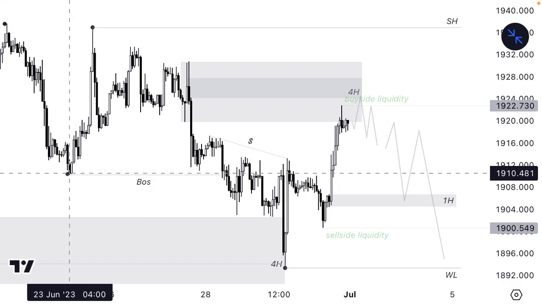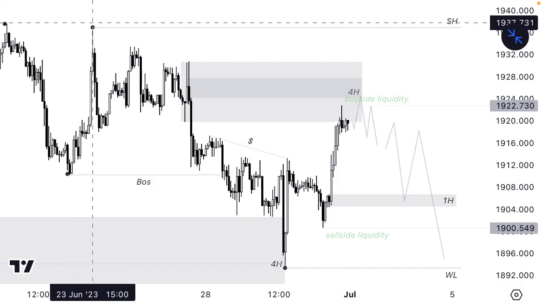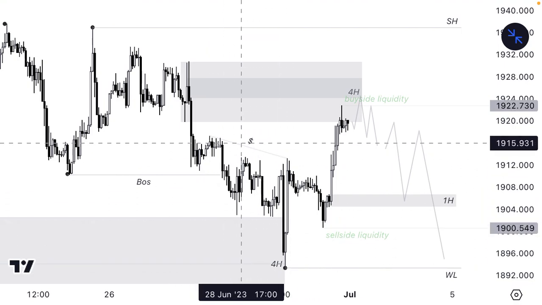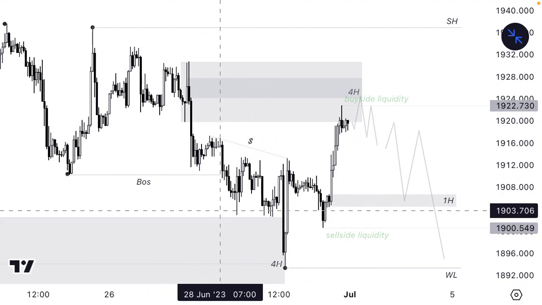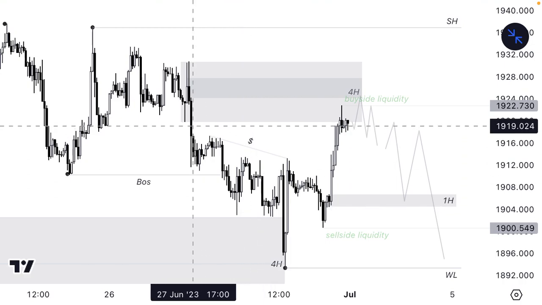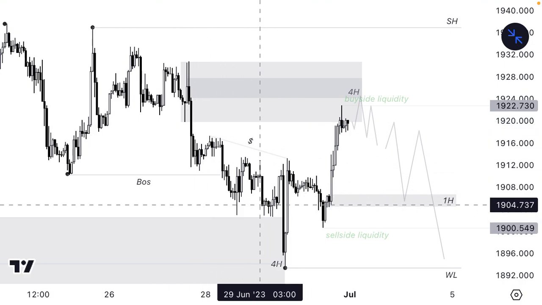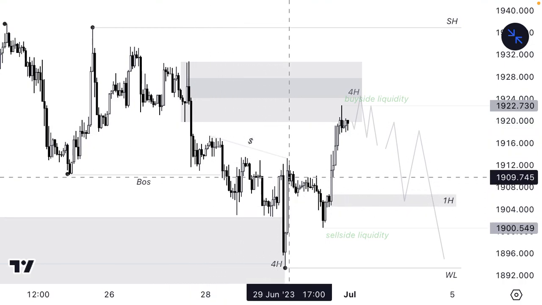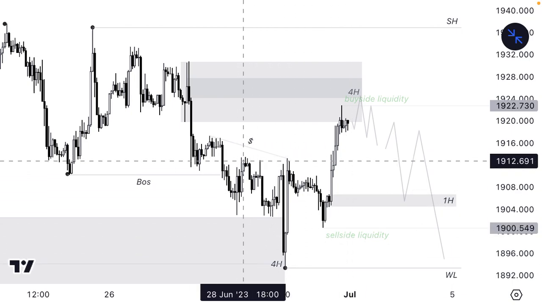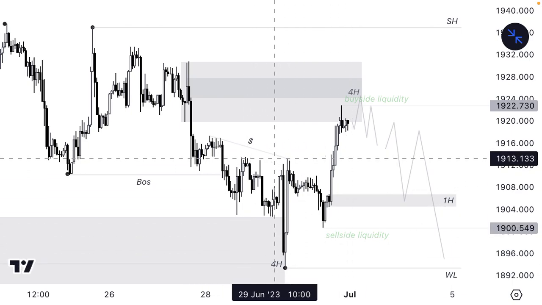So you can see this is our substructure and then minor structure. What you see right there is liquidity. This is the buy side liquidity. This is not a structure. This is not a valid structure.